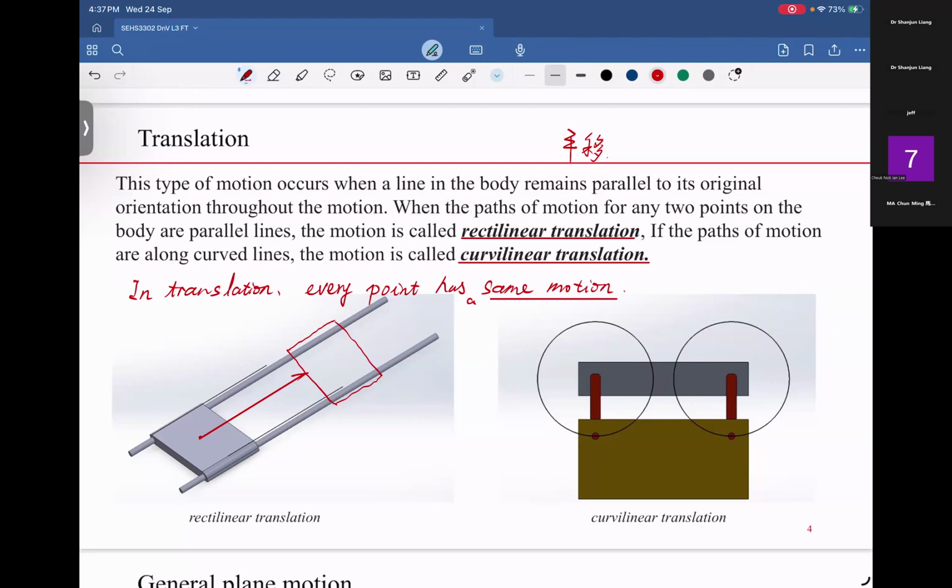It can move in a rectilinear way. It can also move in curved paths. Okay, it can be straight paths.